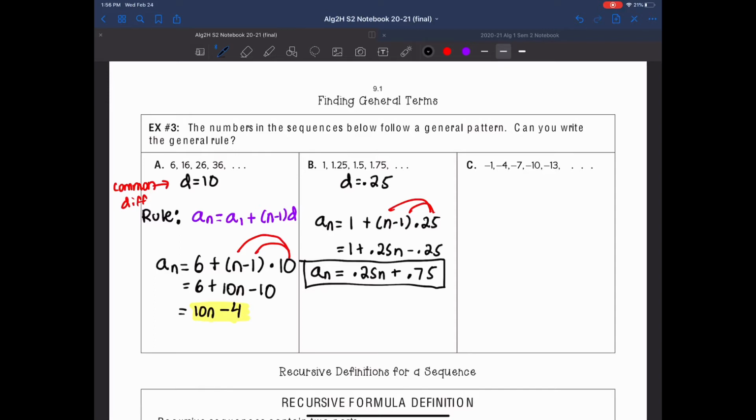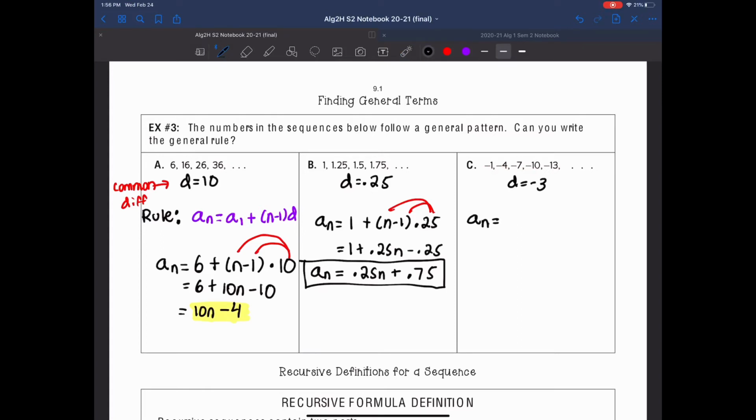Last but not least, we have part C, negative 1, negative 4, negative 7, negative 10, negative 13. These numbers are getting more negative, so common differences can also be negative numbers. To get from negative 1 to negative 4, I am subtracting 3. From negative 4 to negative 7, subtracting 3. Each and every time I'm subtracting 3, so my common difference is going to equal negative 3. Same thing, just plug it into the formula.